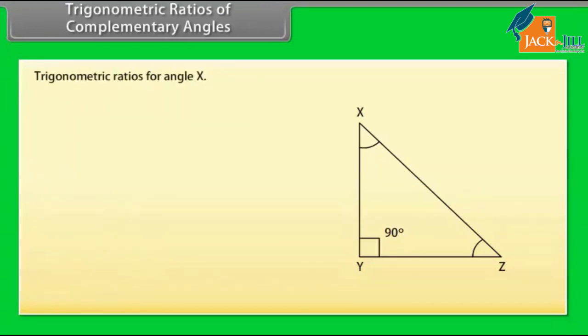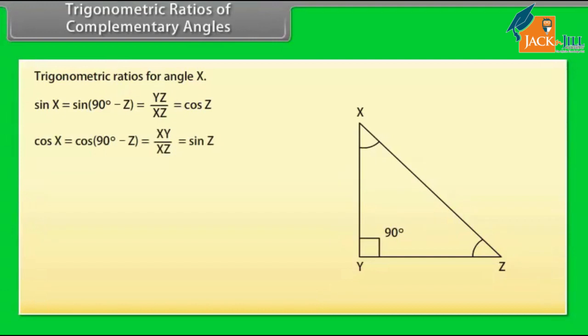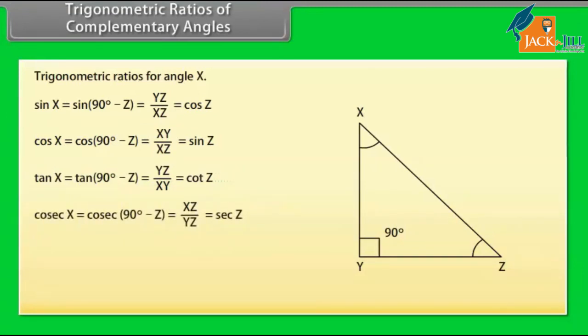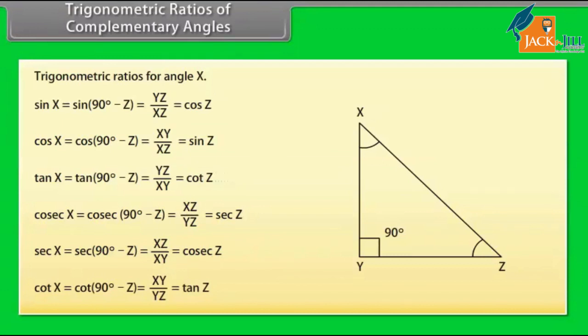Let us now list the trigonometric ratios of angle X. Sin X is equal to sin 90 degrees minus Z, equals YZ upon XZ, equals cos Z. Cos X is equal to cos 90 degrees minus Z, equals XY upon XZ, is equal to sin Z. Tan X is equal to tan 90 degrees minus Z, equals YZ upon XY, equals cot Z. Cosec X is equal to cosec 90 degrees minus Z, equals XZ upon YZ, equals sec Z. Sec X is equal to sec 90 degrees minus Z, equals XZ upon XY, equals cosec Z. Cot X is equal to cot 90 degrees minus Z, equals XY upon YZ, equals tan Z.